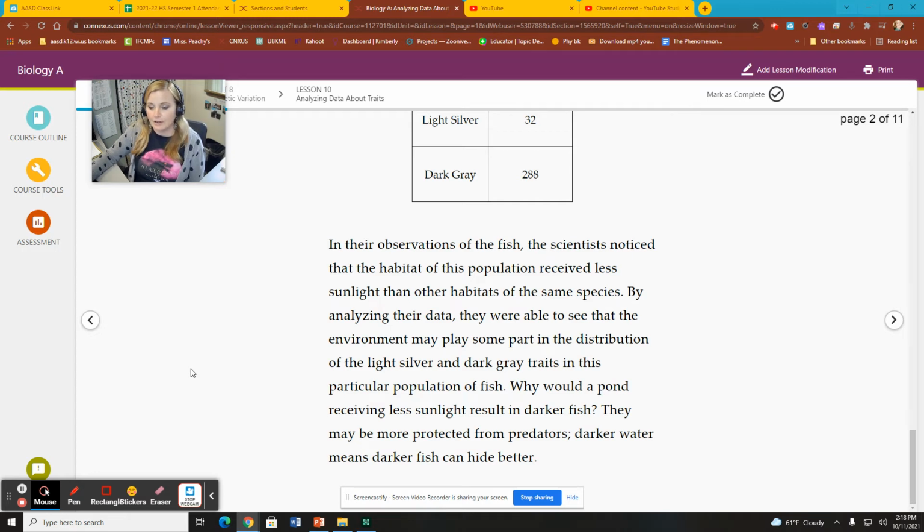Those that are darker in color have the means to hide a little bit better. They have better camouflage from their predators, and therefore they have a better chance of survival. And that is changing the frequency of that trait within the population. That is an example of natural selection at play here. We are seeing a trait that is increasing survivability, leading to a change in the frequency of that allele within that population.